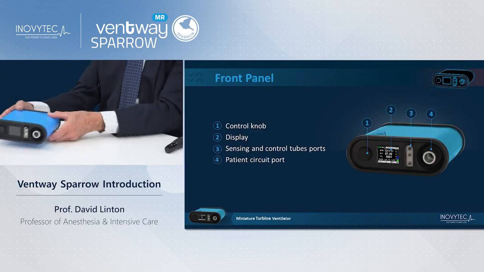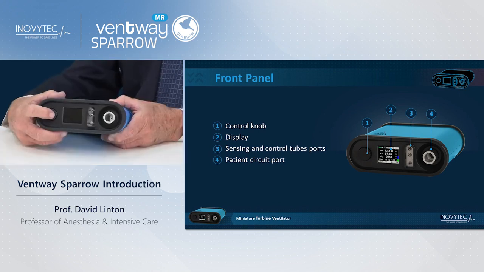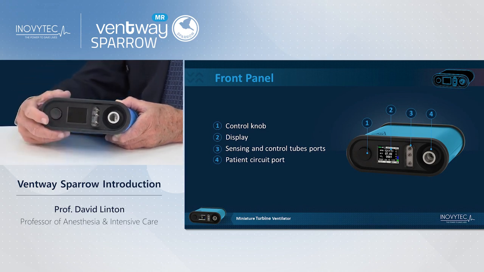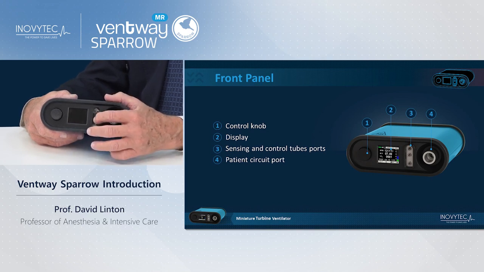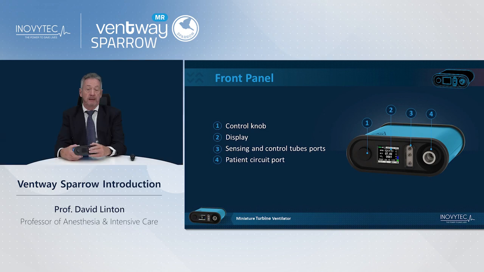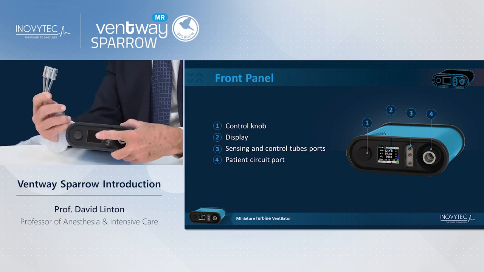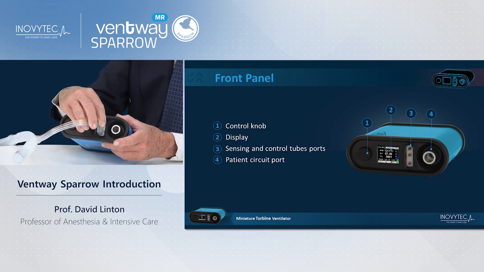The front panel of the ventilator has a control knob which you turn and click to enter the input. It has the graphic display, which I'll turn on shortly. It has a place to place the circuit in the patient circuit port and placing of sensing and control tubes. You will notice that this is designed extremely cleverly with a flat end and a round end at the top and a flat end. So there's no way this can be placed in any other way but the correct way.